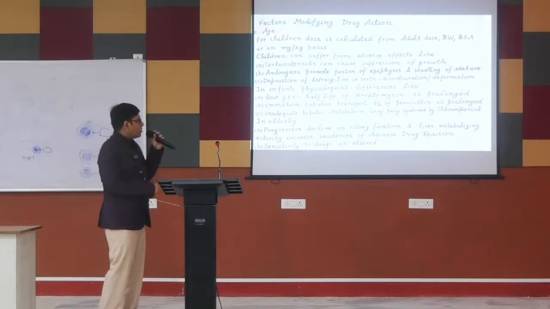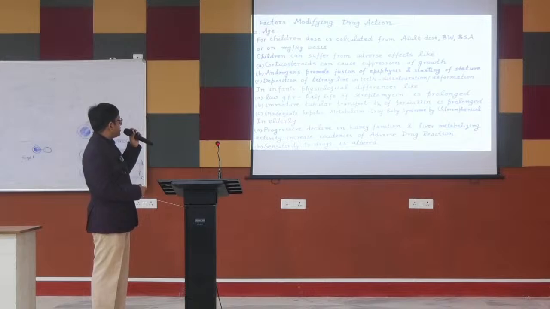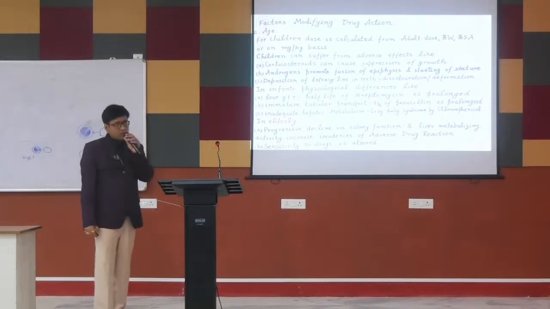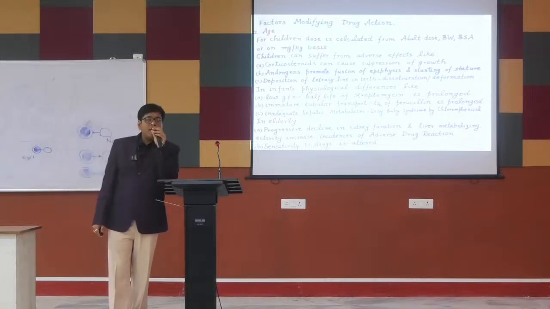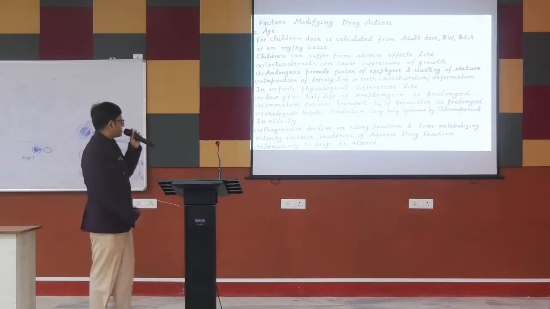In children, we often use body weight, per milligram body weight, as an approach for fixing the dose. Like in adults, we have suppose a 500 milligram tablet to be taken thrice daily. In children, we don't say like that. We give suppose 10 milligram per kg, because in children the weight varies so much that in accordance with the body weight, the dose is to be fixed.